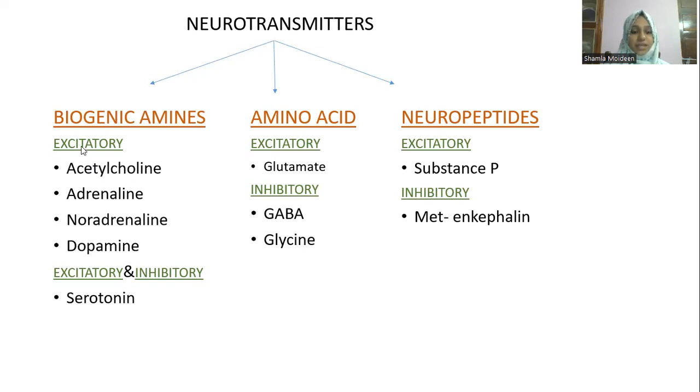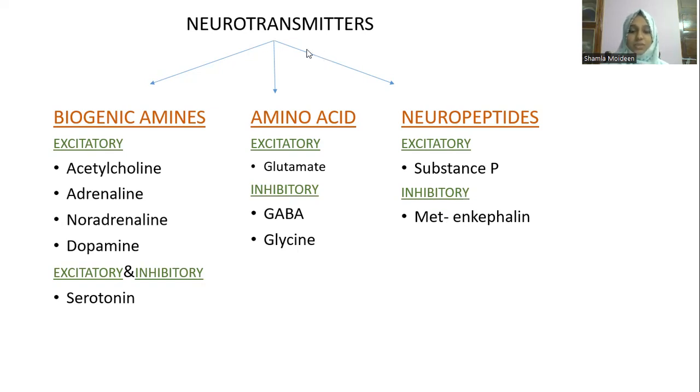Among biogenic amines, excitatory neurotransmitters are acetylcholine, adrenaline, noradrenaline, dopamine. And serotonin can act as both an excitatory and inhibitory neurotransmitter. Among amino acids, the excitatory neurotransmitter is glutamate. GABA and glycine act as inhibitory neurotransmitters. Among neuropeptides, excitatory is substance P, and inhibitory is metenkephalin.